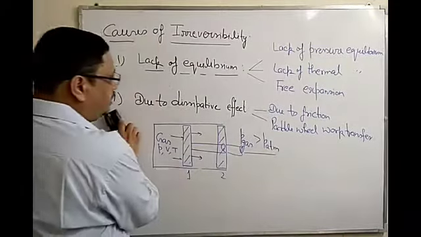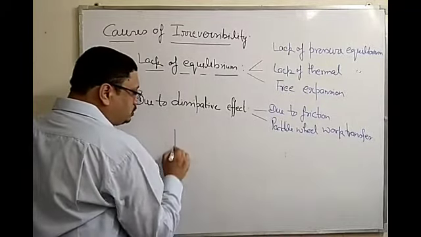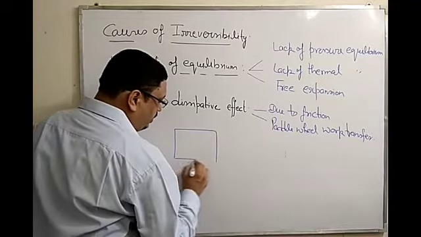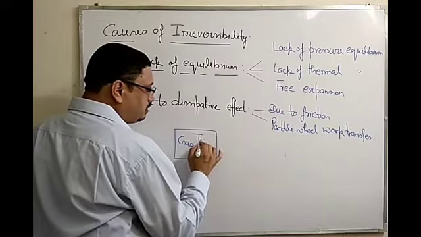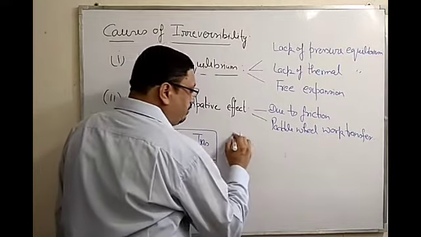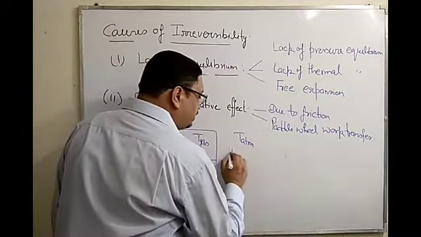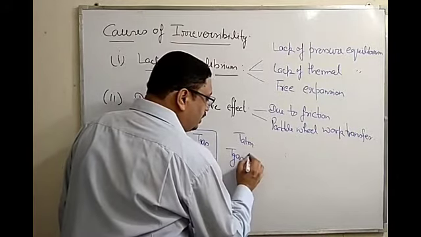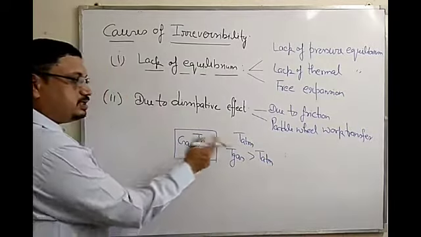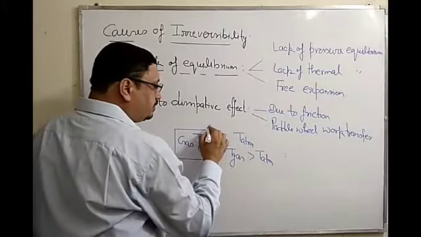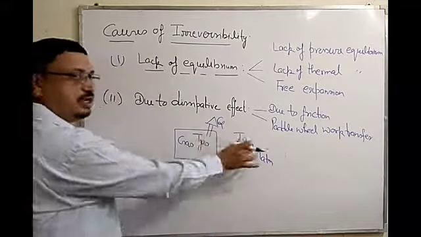So this is the reason of irreversibility, because of lack of pressure equilibrium. Similarly, the second is thermal equilibrium, lack of thermal equilibrium. Suppose we have a container in which we have a gas and the temperature of the gas is T gas and the environment temperature is T atmospheric, and we are considering that the gas temperature is higher than the atmospheric temperature. Then what will happen? There will be heat transfer from gas to the environment.